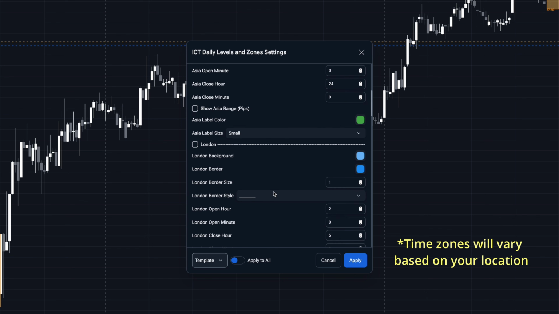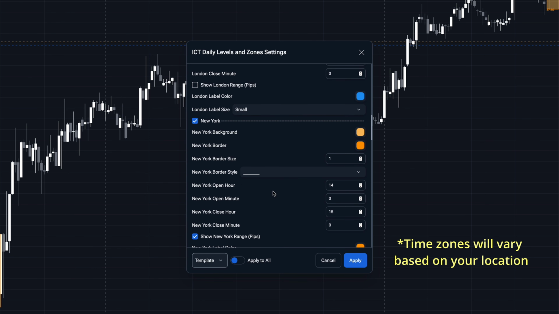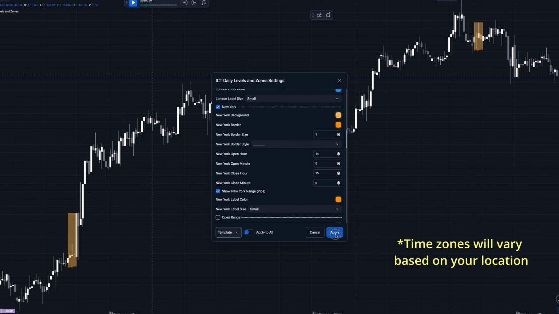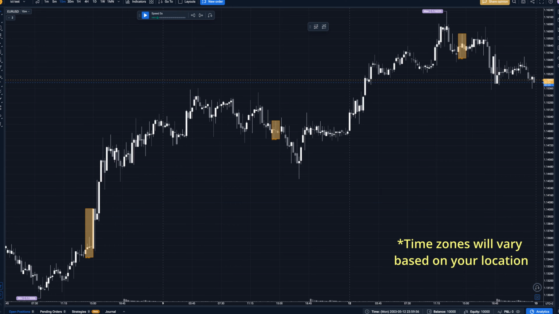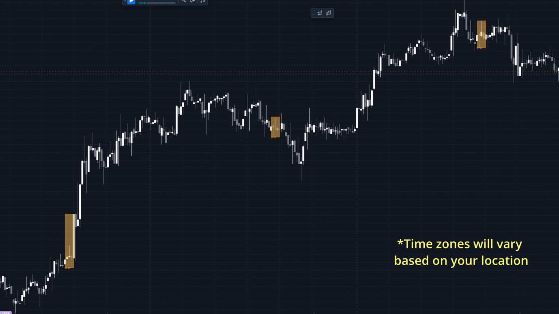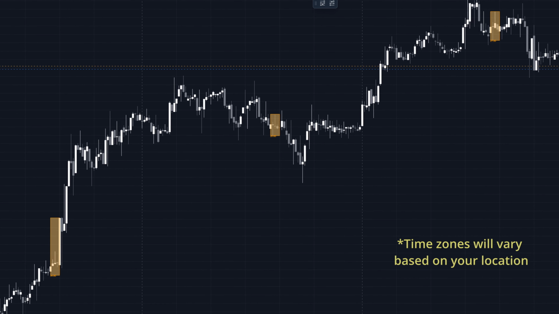That's it. In the indicator settings, you can toggle off everything else, only setting the open and close times for the New York afternoon session. After you click Apply, you'll see the Silver Bullet session box appear on the chart, clearly marking the 2 to 3 p.m. window, with the high and low levels we need for our breakout strategy.